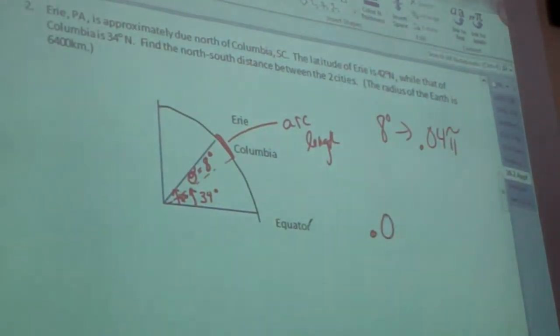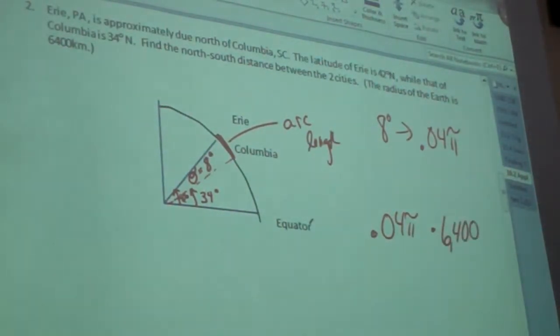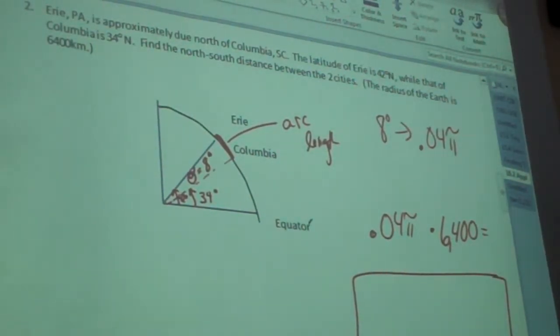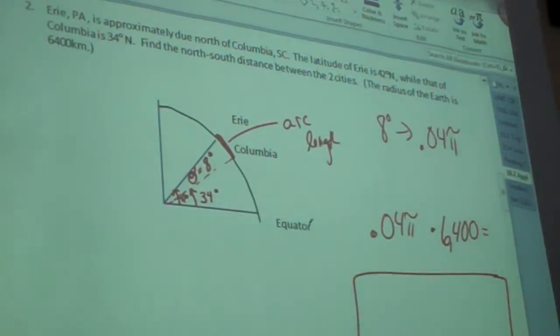So I'm going to take 0.04 pi, I'm going to multiply it by 6,400 kilometers, because that's our radius. What do we get? Okay, we got about 804.2477193. Are you sure that's right? 804.2477193 is correct.